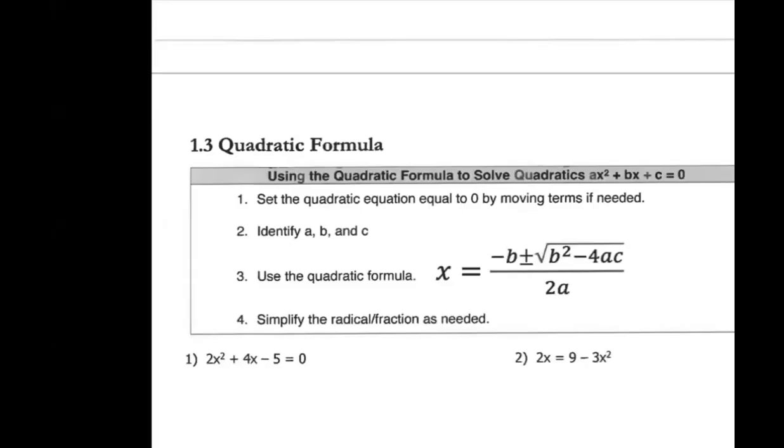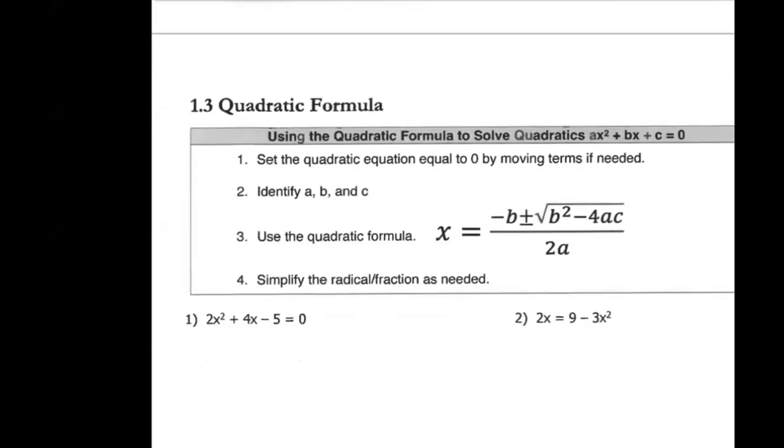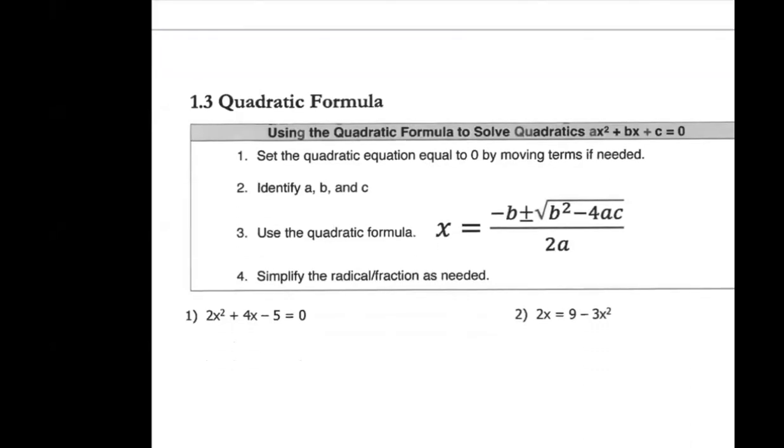Okay, so now we're going to concentrate on the quadratic formula, something you have seen before. So it's kind of more a little bit of a review. So the quadratic formula. Yes, you do need to memorize the formula. So we have negative b plus or minus the square root of b squared minus 4ac, all over 2a. So that needs to be memorized.